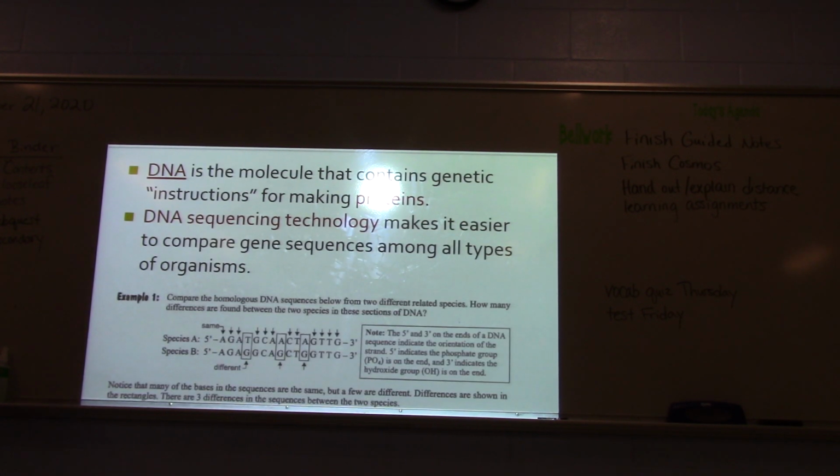All right, so we know DNA is a molecule with our genetic instructions. The instructions are to make proteins. So a lot of times that's why your DNA similarities and your protein similarities are going to line up. So DNA sequencing technology makes it easier to compare these sequences. So this is what she was asking about earlier. So you have species A and species B. Remember, DNA is just a sequence of these 4 letters, A's, G's, T's, and C's. And if you just line them up, you can look for differences. The more differences, the less closely related you are.